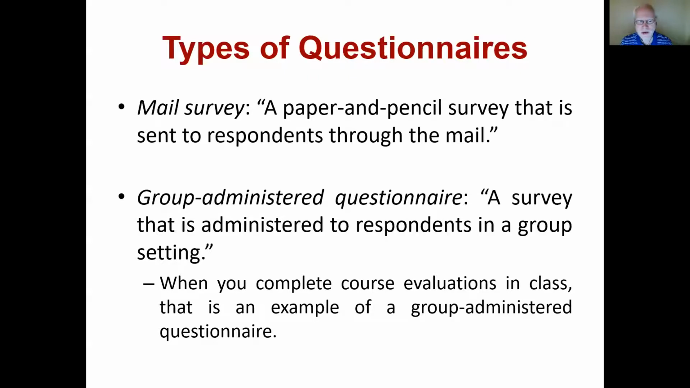So types of questionnaires. This isn't going to be an exhaustive list, but some of the more commonly used ones. Mail surveys are probably the original version, one of the ones that was originally most common. It's probably been supplanted by one that we'll see later, but so many surveys in social sciences were done by mail surveys. Essentially it's a paper and pencil survey that's sent to respondents through the mail. So you mail the survey and you provide the ability for them to mail it back.